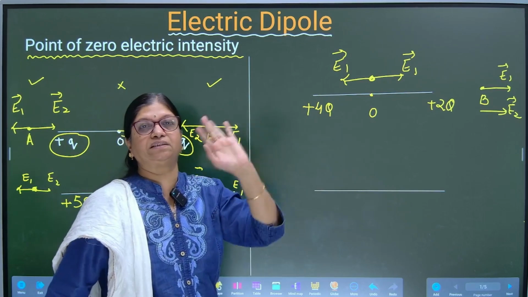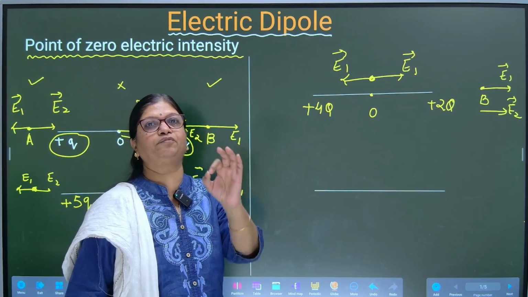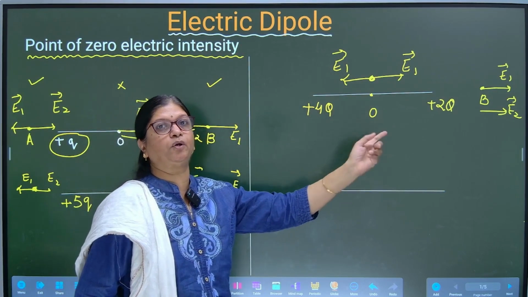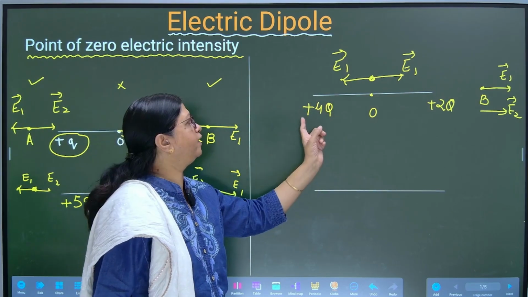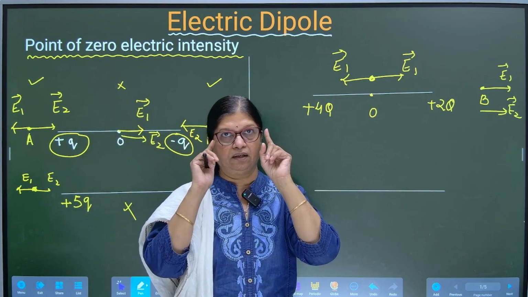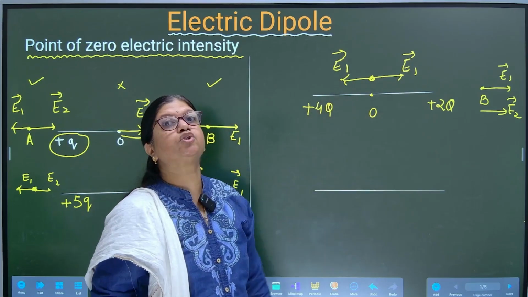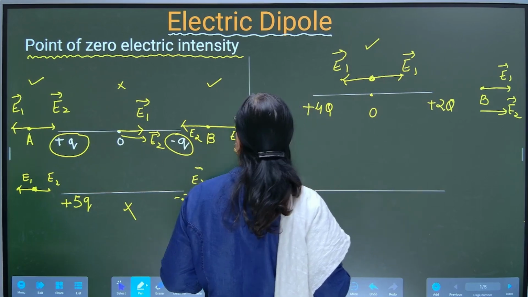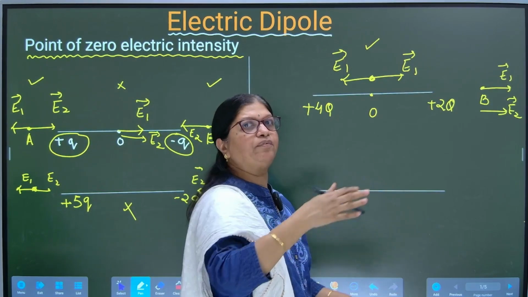So needless to search where you are going to get the electric field intensity 0 if both the charges are positive, whether they have the same magnitude or different magnitude like this. When two charges are positive, field intensity will be 0 only somewhere between the two charges. Sure. Okay, so here we just stick to the center so that in the end we understand the summation. Center in the sense that somewhere in between.